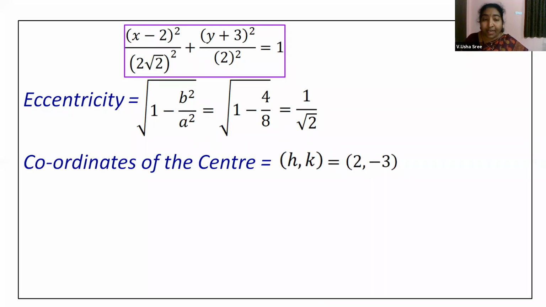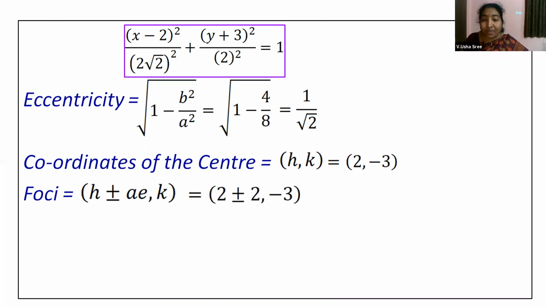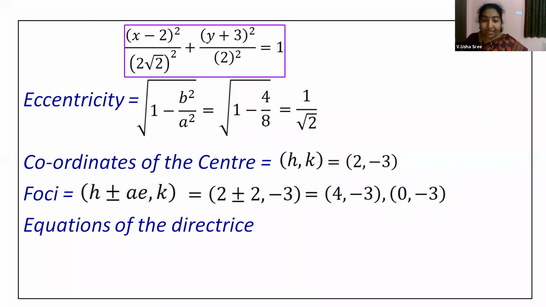Then the foci. The coordinates of the foci will be given by (h plus or minus ae, k). Right? We'll have it as (2 plus or minus 2, minus 3). Then what are the values, children? 2 plus 2, 4, minus 3. 2 minus 2, which is 0, minus 3. Two coordinates. Then the equations of the directrices we need to calculate.